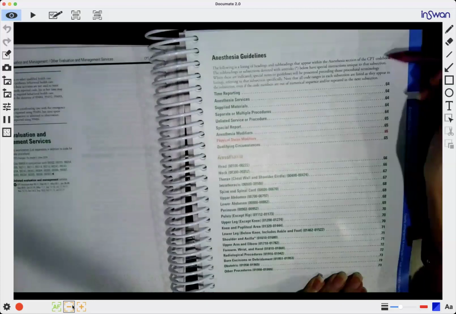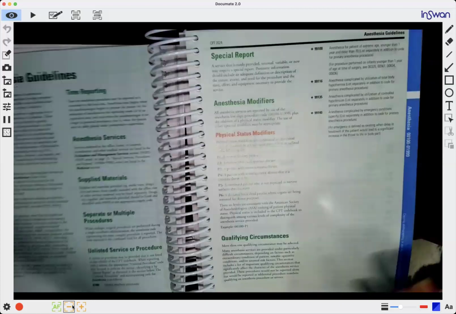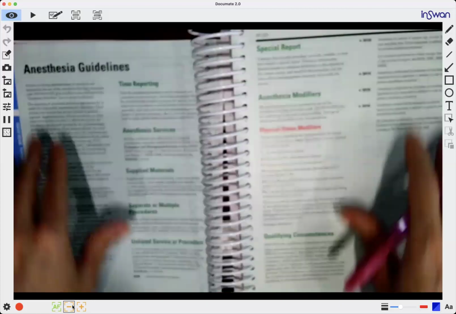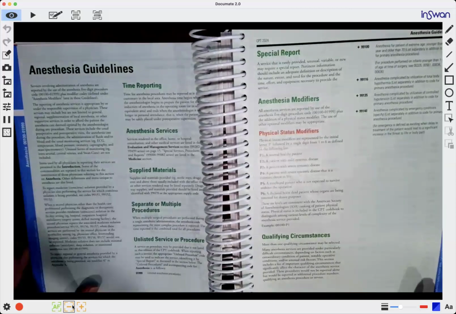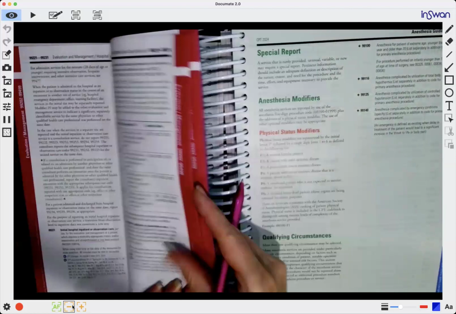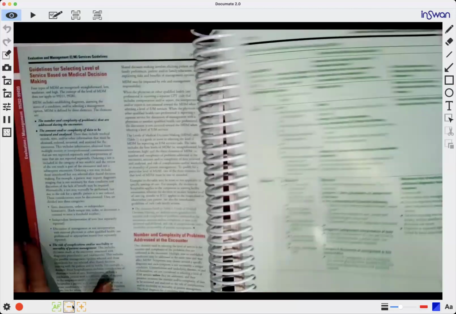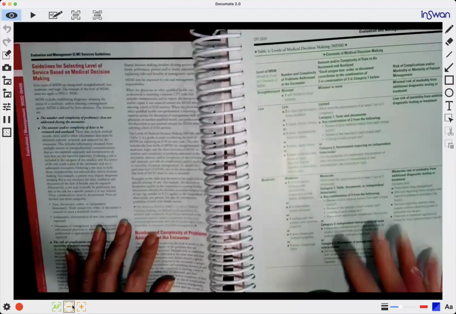And then right here, we've got some guidelines. And then we have the bigger anesthesia guidelines. In this case, we also have anesthesia modifiers. So always review the section guidelines when you're coding in CPT, very important.